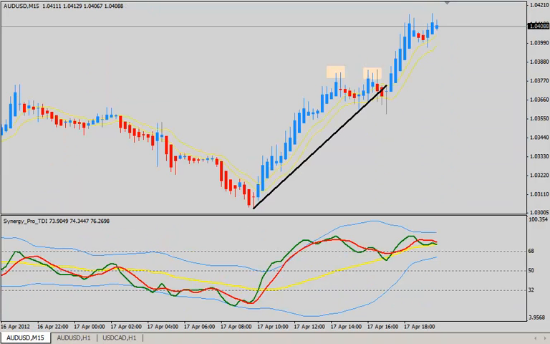So taking a look at the Aussie dollar 15-minute chart again, what were some of the things we could have looked at to tell us technically that this wasn't going to roll over?